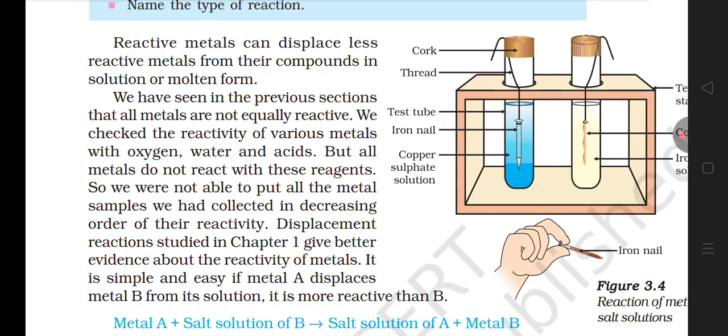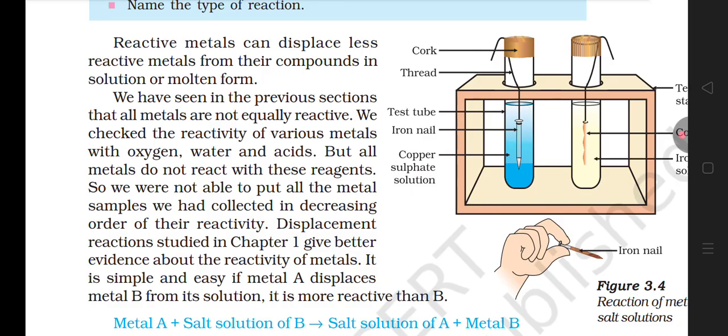Now which metal, copper or iron, is more reactive according to your observation in activity 3.12? So we know very well that iron is more reactive than copper, because when iron is added in the copper sulfate solution, there is a displacement reaction. But in the previous case, when the copper nail was added in the iron sulfate solution, there was no reaction, because copper has lower reactivity than iron. Okay, so there was no reaction. So this is what we have to study.